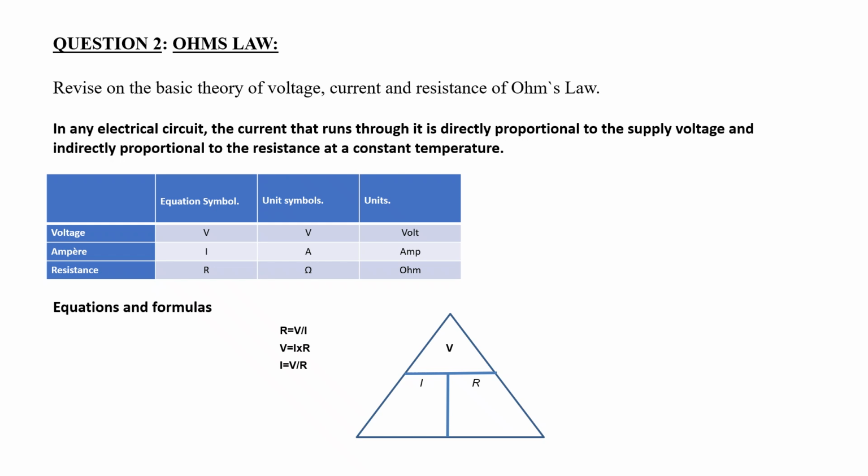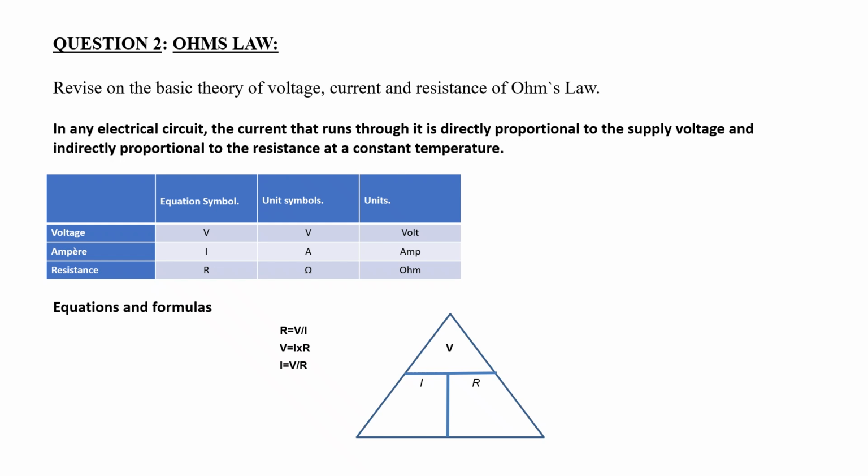If we look at the formulas, V equals I times R, where voltage, the equation symbol is V, the unit symbol is V, and the unit is volts. Where ampere, the equation symbol is I, the unit is A, and the unit is amps. Resistance, the symbol will be R, the unit is the ohm symbol, and the units will be ohms.